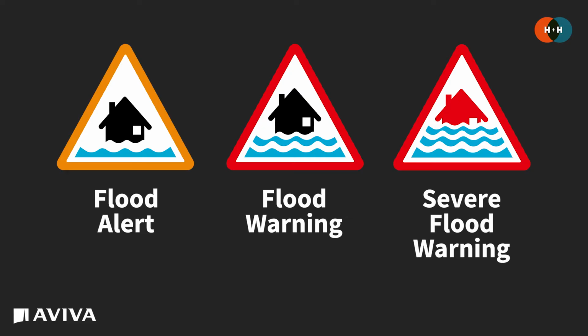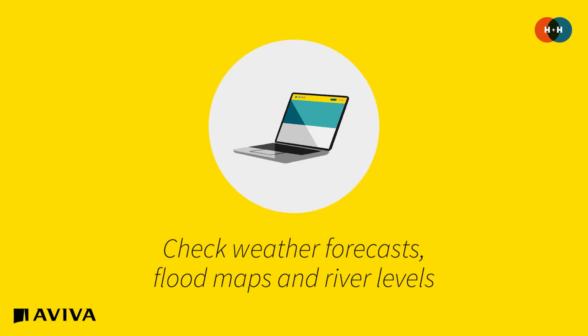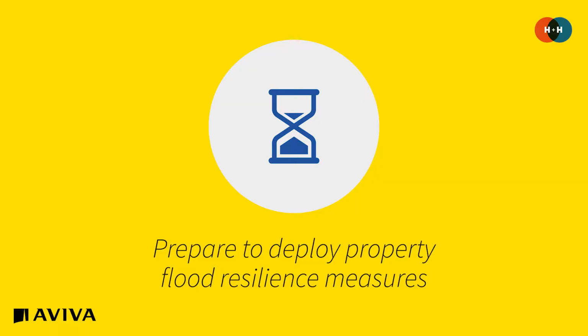And as you can see here, there are 3 different levels of flood warning. Now, a flood alert informs us of when flooding is possible and lets us know that we should be prepared. So at this time, you'd check things like weather forecasts, your flood maps, and potentially river levels. And you'd also look to have a copy of the flood plan in print or digital format so that you have it to hand and that you're ready to enact it if or when you need to.